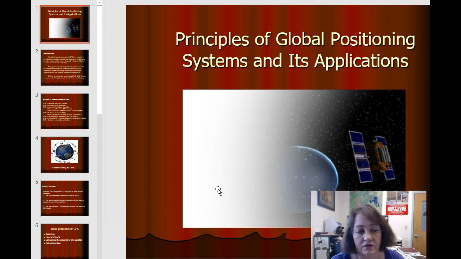I've talked with the surveyor, Zane Logan, and I'm not really sure when he's going to come. So I want to do this lecture and have the homework done in advance of his presentation, whenever that might be, so that you will be knowledgeable of the subject. So we're going to talk about the principles of the global positioning system and the applications.